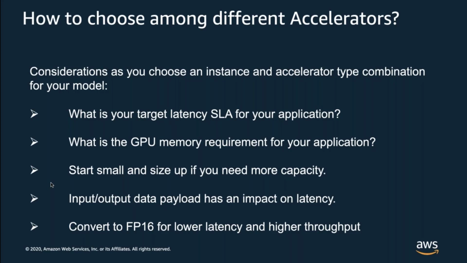Finally, you can convert your model to mixed precision, which utilizes the higher FP16 throughput capability of EI for a given size to provide lower latency and higher performance. So to summarize, know the GPU memory requirement, your target latency, and your application requirements for your client instance. You can then do a proof of concept to see if your latency requirements are met. And if not, you can size up the accelerator, the instance, or both.